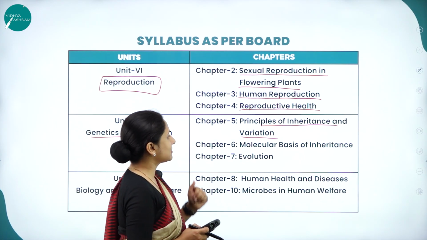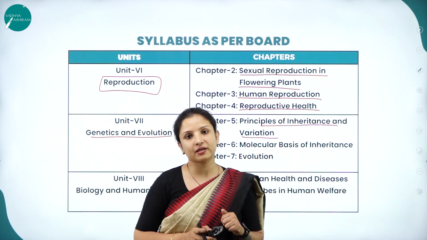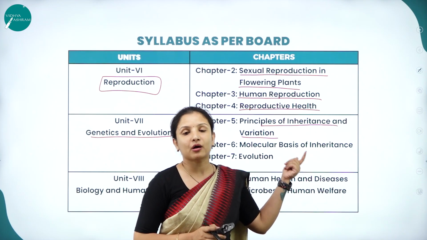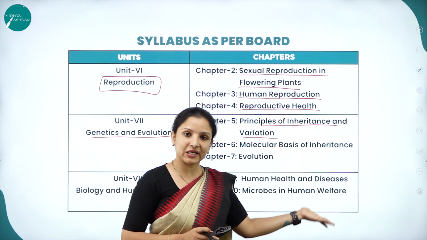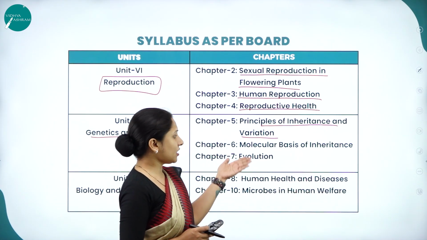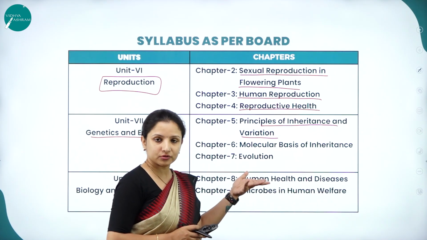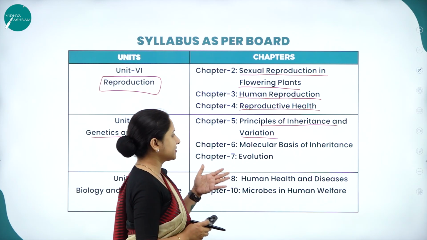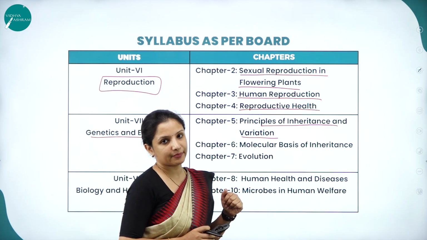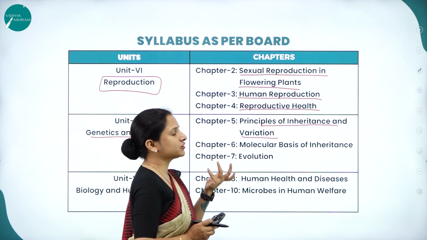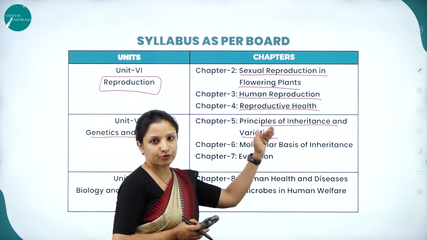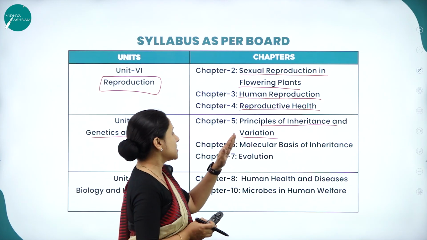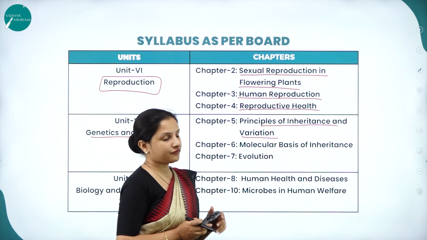Next, chapter 6 is about the molecular basis of inheritance. Under this, you will study about the DNA, its replication process, what nitrogenous bases are present in the DNA, and the structure or components of those nitrogenous bases. You will also study some genetic disorders, mainly related to chromosomes, under chapter 6.